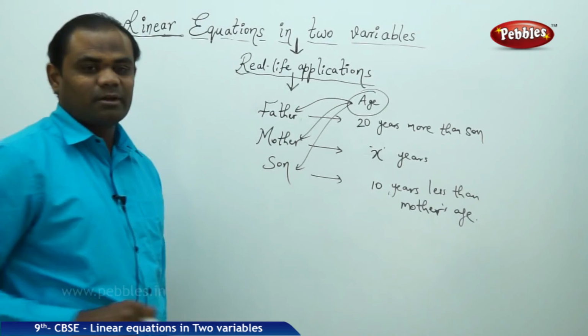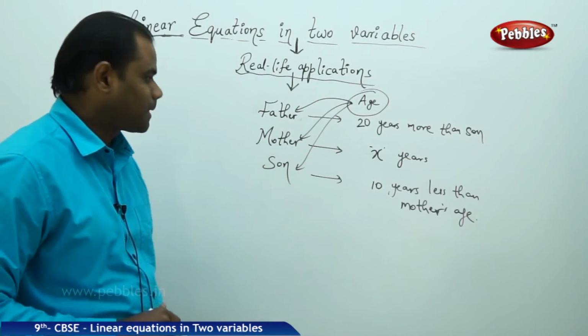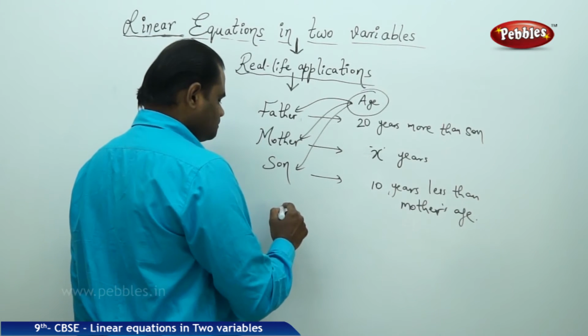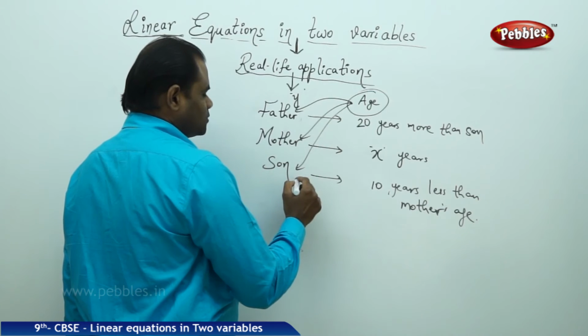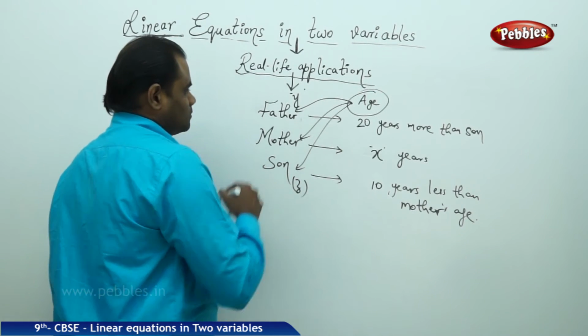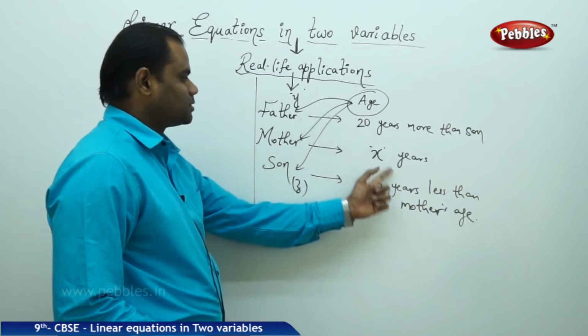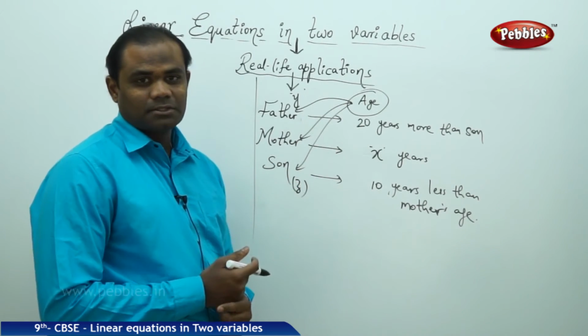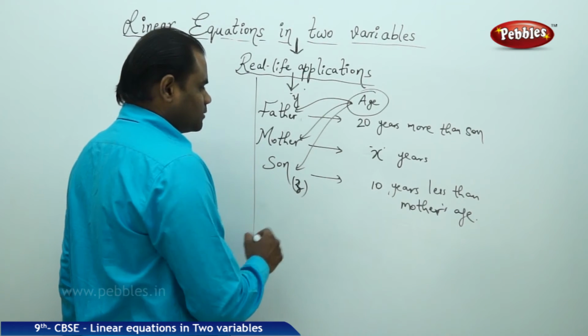So let me represent the age of mother to be x years and age of father to be y and age of son to be z. So father's age I represent by y, mother's age by x and son's age by the variable z. So let's see how we can connect this.